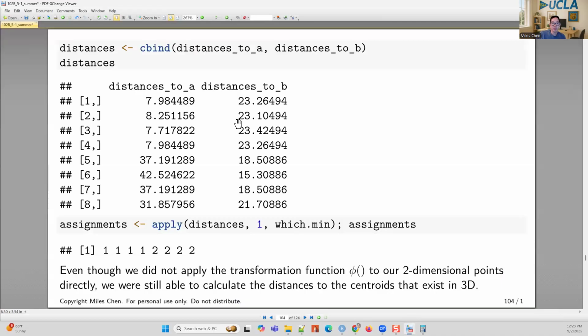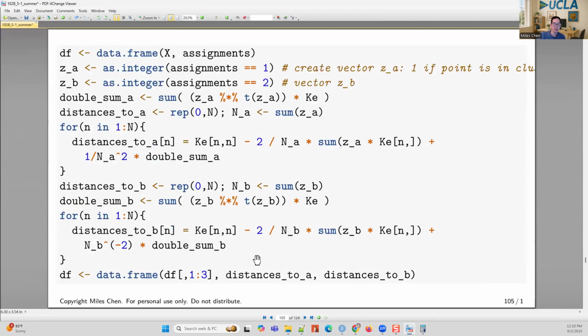And so comparing these, let's look at which distance is smaller. Point one will get assigned to cluster A, and points 1 through 4, their distances to cluster A are much smaller, and points 5 through 8, the distances to cluster B are much smaller. So the first four would get assigned to cluster A, and these 4 points would get assigned to cluster B. And so we would end up with the same results there.